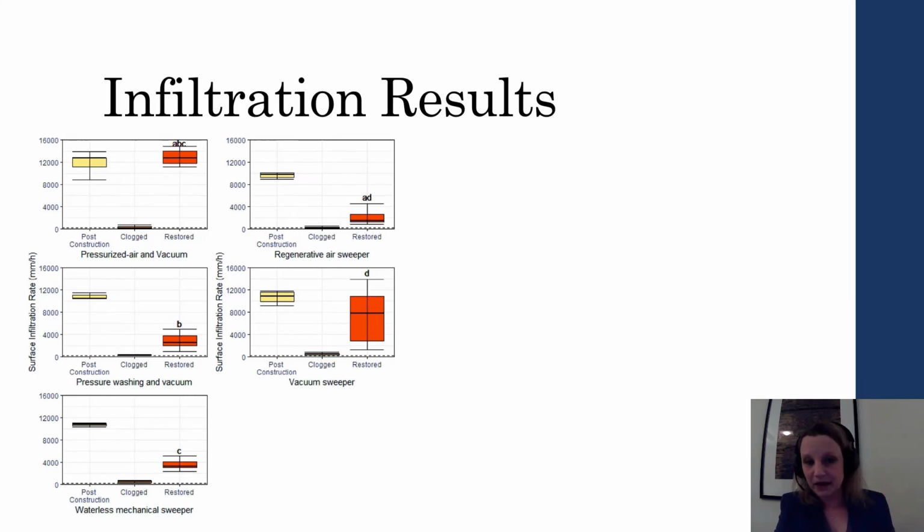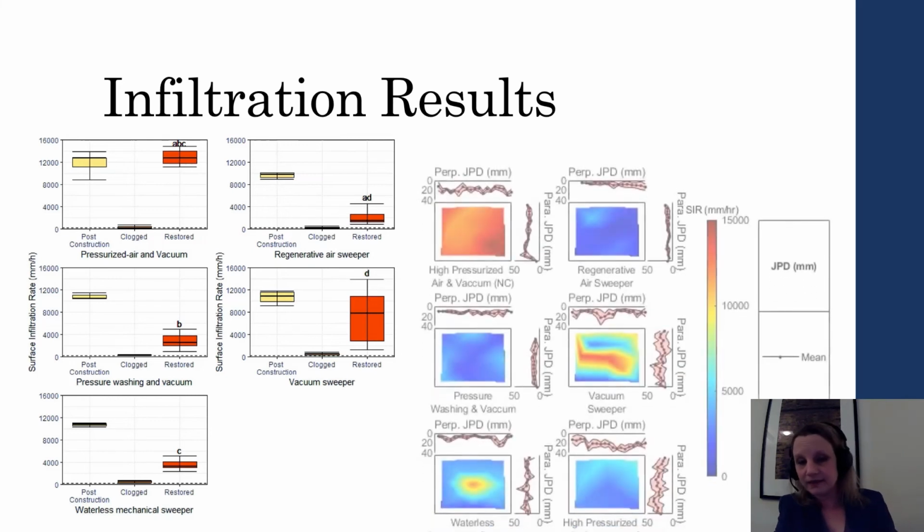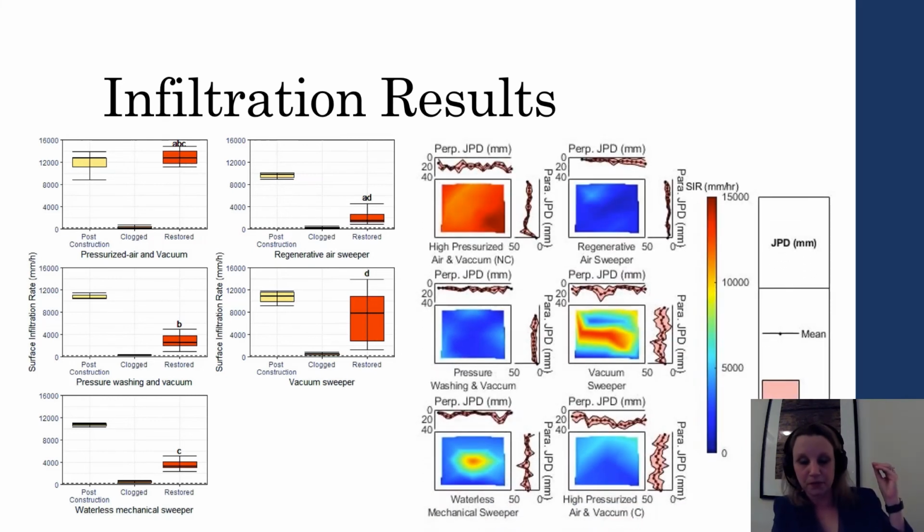The second best performer was then a vacuum street sweeper. In some places, it did restore surface permeability back to post-construction levels, but there was a great deal of variability, and we'll take a look at this in the next image that I'm going to show in a second.